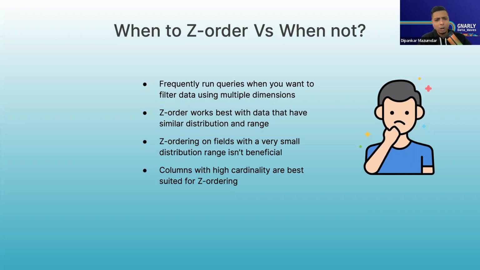If most or all of your queries are on a single filter, that's all right. You can just do normal sorting, which will work fine here. Next, Z-order works best with data that has similar distribution and range.